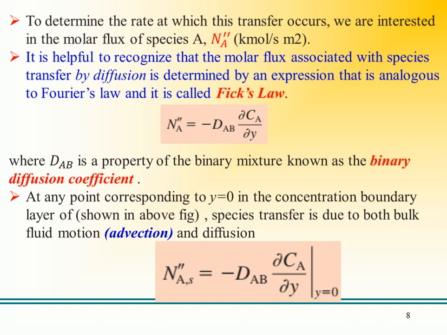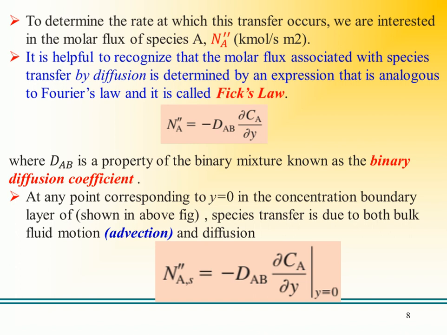So to determine the rate at which this transfer occurs, we are interested in the molar flux of species A. What is the molar flux of species A? How species A is being transferred, in kilomole per meter square per second, is NA double dash. It is helpful to recognize that the molar flux associated with species transfer by diffusion is determined by an expression that is basically analogous to Fourier's law, and it is called Fick's law. It is just like minus k dT by dx; here NA double dash is minus DAB dCA by dy. So this is very much similar to Fourier's law. This is called Fick's law.